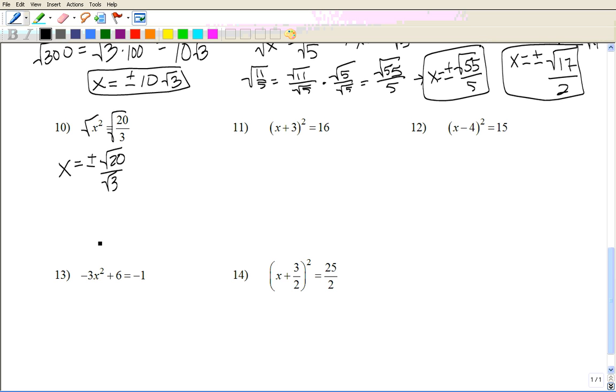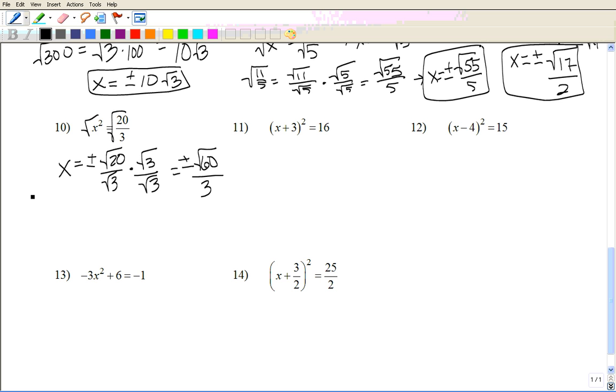I don't want to leave the square root of 3 in the bottom there, so I have two options, because the square root of 20 can be simplified further. So you can either do that, or you can rationalize the denominator first. It doesn't matter. So let's go ahead and rationalize the denominator first. So now I've got plus or minus the square root of 20 times the square root of 3. Well, that's the square root of 60, because 20 times 3 is 60. And the square root of 3 times the square root of 3 is 3.